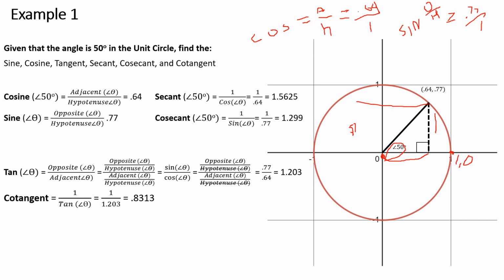Tangent is the opposite over adjacent. Now that I know 0.77 for my sine and my cosine is 0.64, opposite over adjacent, 0.77 over 0.64 equals 1.203. And really all we're doing here with the secant, the cosecant, and the cotangent is finding the reciprocal of those.